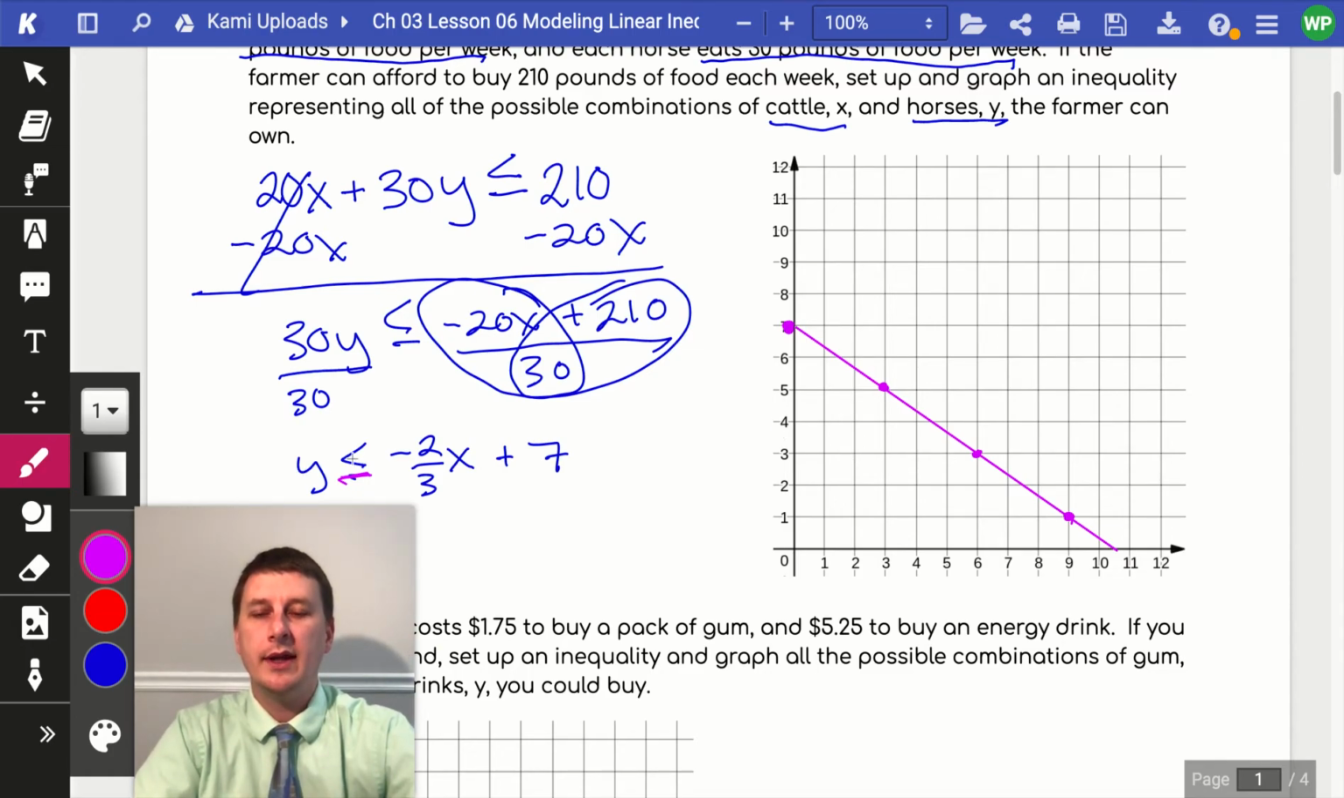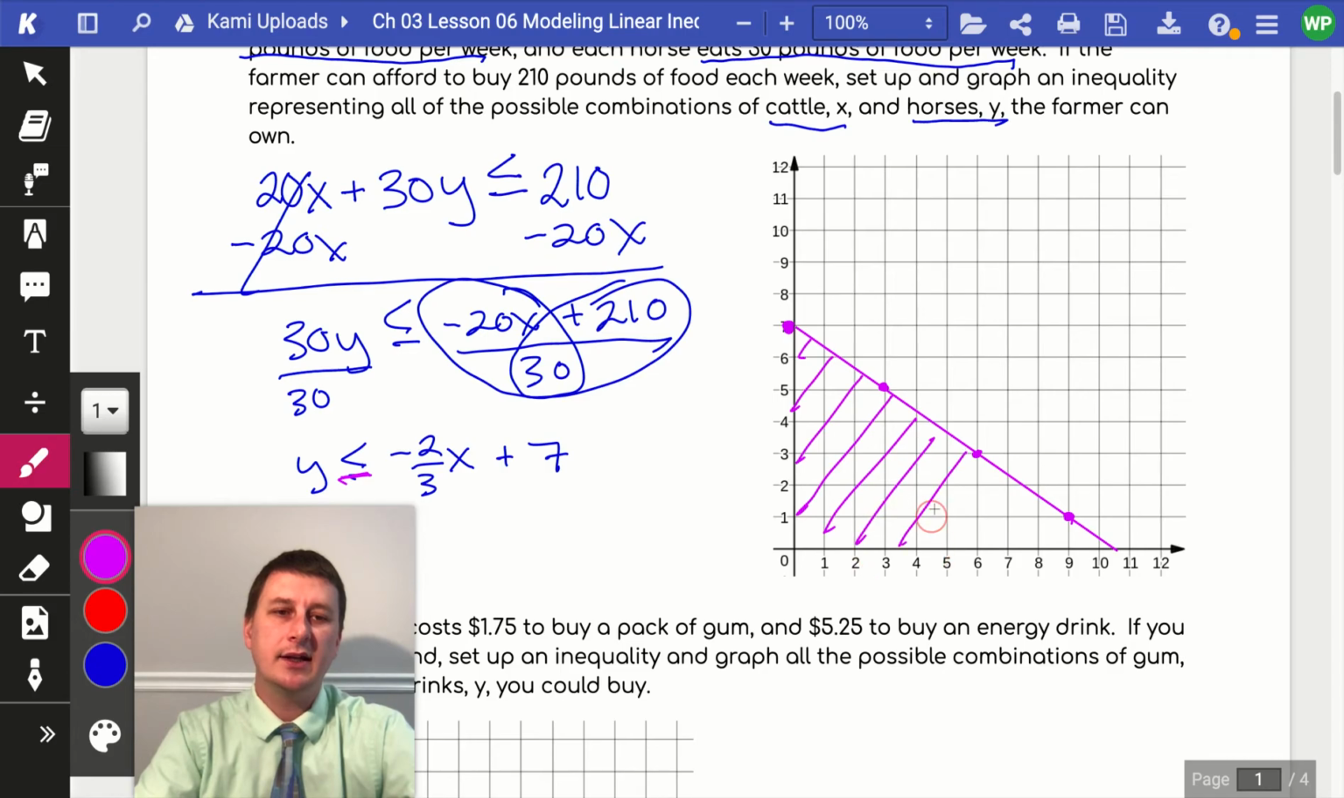It's not appropriate to have negative horses or negative cattle, so we don't put arrows on that line. But we do want to know where that line is less than or equal to. So where the y value is going to be less than this line. So again, I look at my y-intercept, and they're going to be less than that line going downward. So I'm going to shade this graph downward because y is going to be less than.